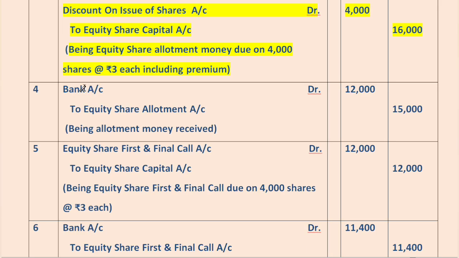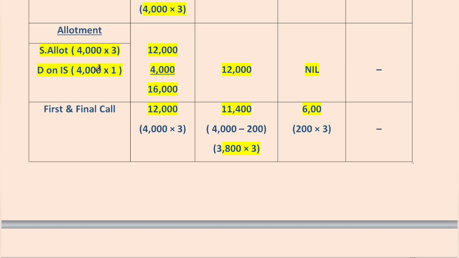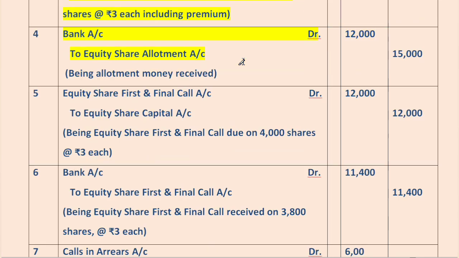Next, receiving the due amount. Who receives it? Bank. Bank account debit to equity share allotment account. How much do we have to receive? We should not include discount while receiving, so only allotment money has to be received. So 12,000, equity share allotment money received.